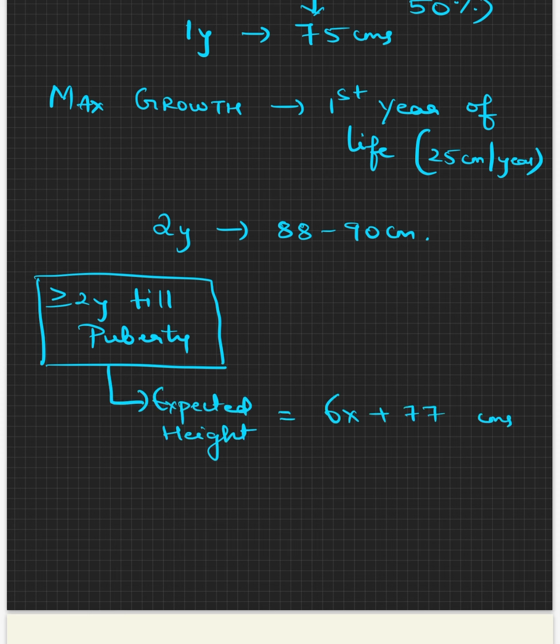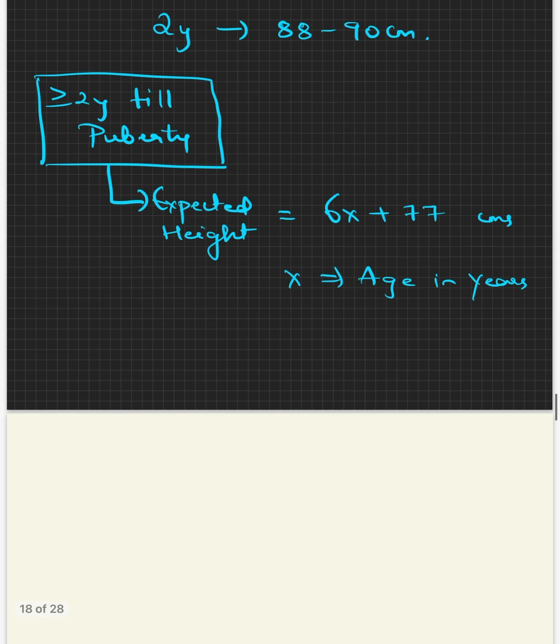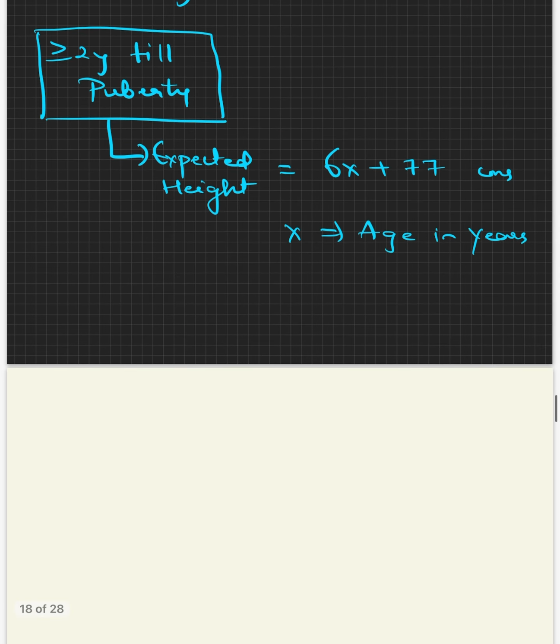6x because the length grows by 5 to 6 centimeters per year. Length or height grows by 5 to 6 centimeters per year. So we are using 6x plus 77, where x is age in years. After this, we should measure the upper segment.